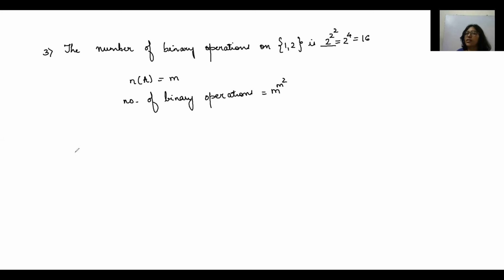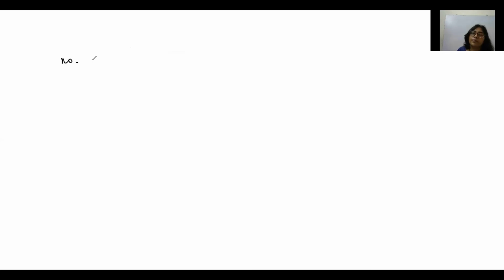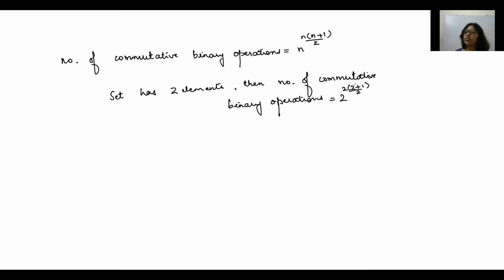Similarly, you can be asked a question like the number of commutative binary operations. The formula is n raised to n into n plus 1 by 2. So if the set has two elements, then the number of commutative binary operations will be 2 raised to 2 into 2 plus 1 by 2. That is, I've substituted the n value because now we have n as 2. And so that becomes 2 cubed, that's 8. So you need to just remember these formulas.